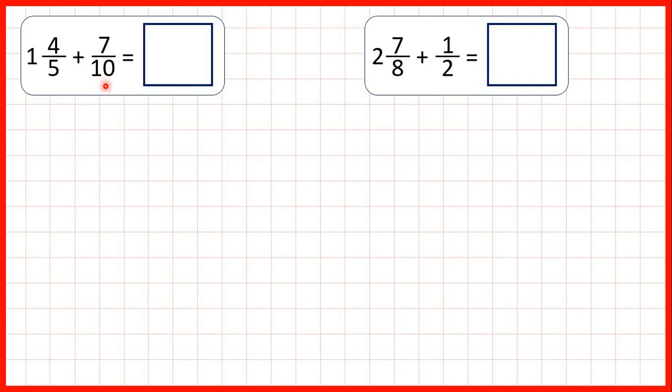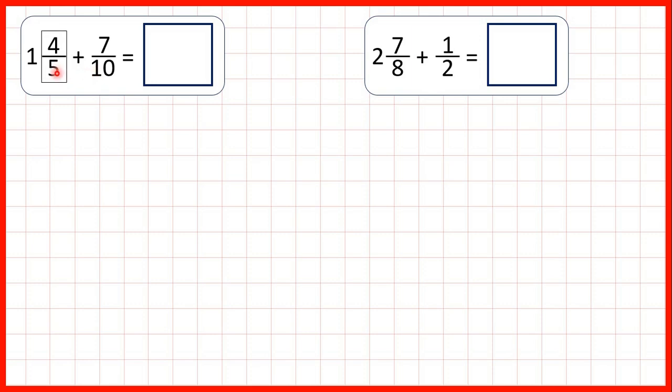Now we're adding a fraction to a mixed number, but this time when we add our fractions, we'll get a total of more than one whole. So first we have 1 4/5, and we're adding 7/10. Now to add fractions, we need the denominators to be the same.